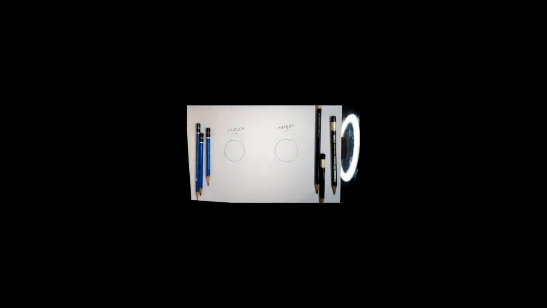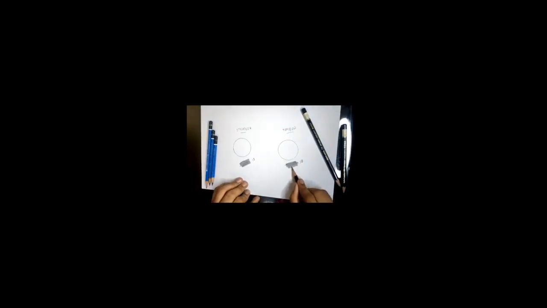So firstly, I'm taking the 5B pencil of Staedtler to shade. And now I am taking the 5B of Tombow as well. So as you can see, the 5B of Tombow is darker than the 5B of Staedtler.